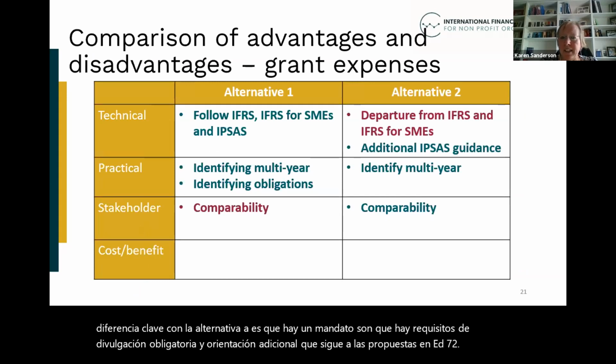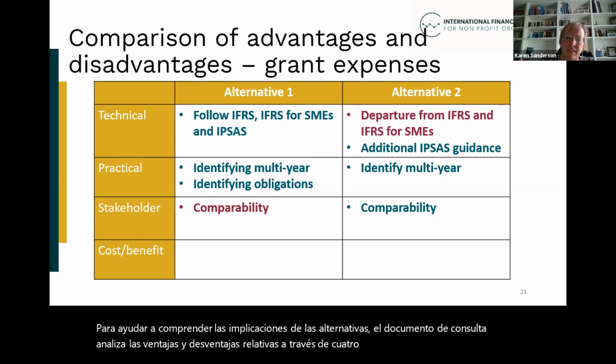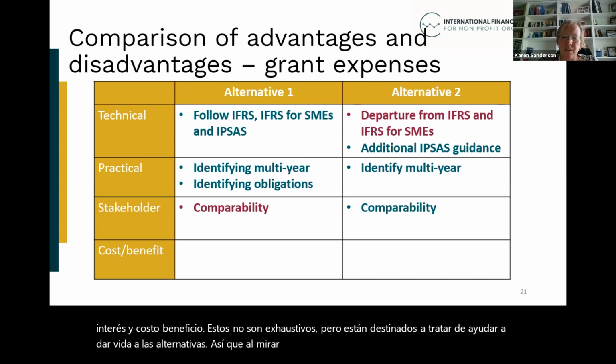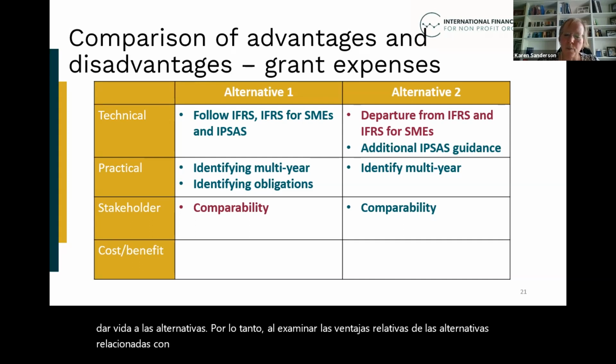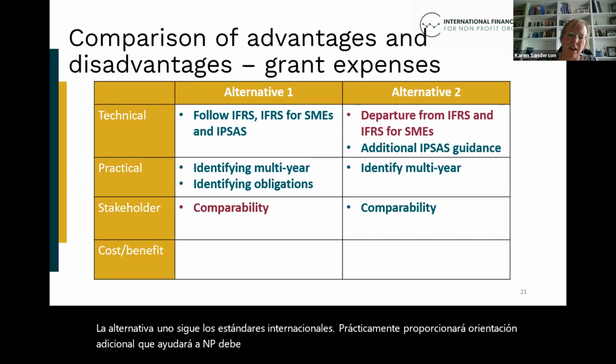To help in understanding the implications of the alternatives, the consultation paper looks at the relative advantages and disadvantages through 4 perspectives: technical, practical, stakeholder, and cost benefit. These are not exhaustive, but are intended to try and help bring the alternatives to life. So in looking at the relative advantages of alternatives relating to grant expenses, from a technical perspective, alternative 1 follows the international standards. Practically, it will provide additional guidance, which will help NPOs decide when they have an obligation to pay a grant, and also when to recognise multi-year schemes.